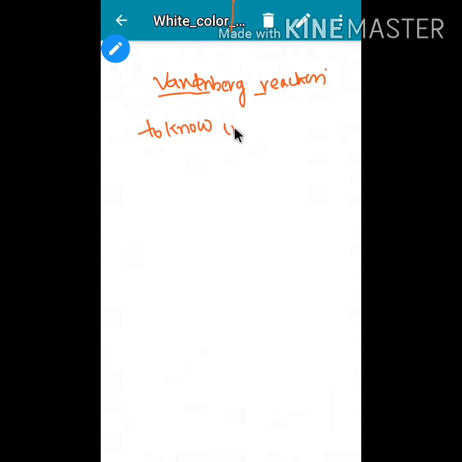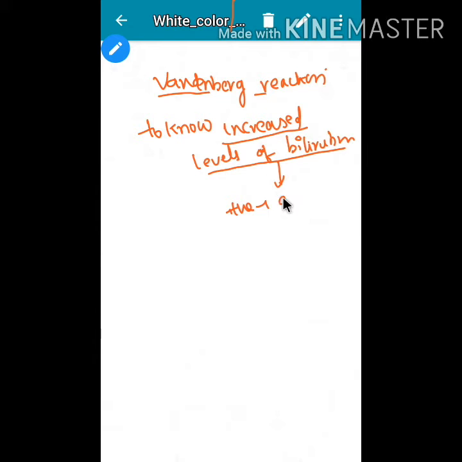To know increased levels of bilirubin. That means this reaction is positive only when the levels of bilirubin are above the normal, or increased above the normal value. Okay, let us see how this is done.